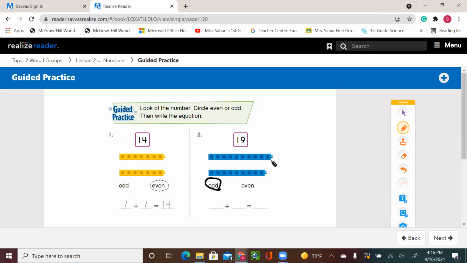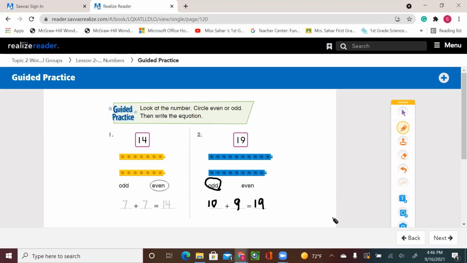For example, let's see the first row: 1, 2, 3, 4, 5, 6, 7, 8, 9, 10. So that's the first row. And then the second one: 1, 2, 3, 4, 5, 6, 7, 8, 9. So 10 plus 9 equals 19. And I can tell that these are not separated or broken into two equal parts.